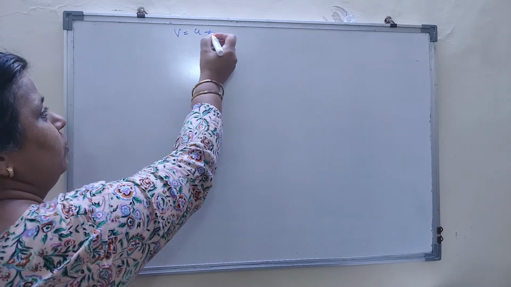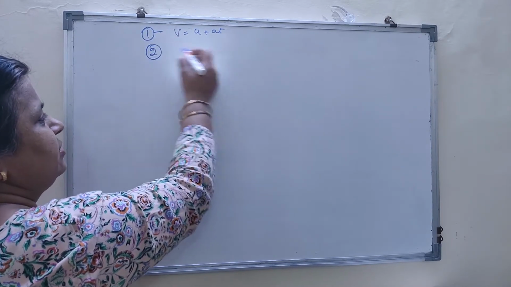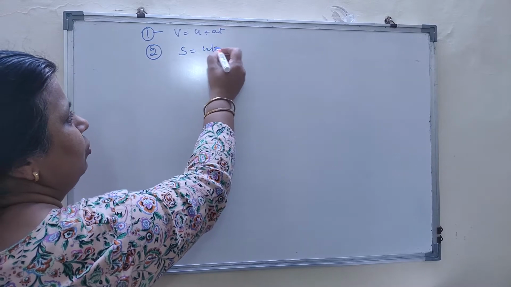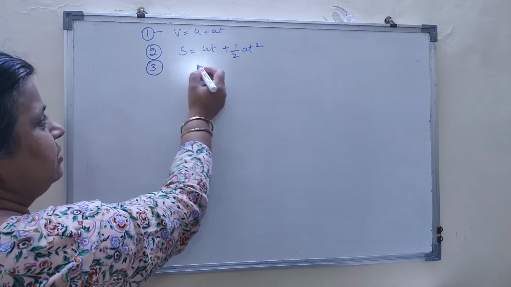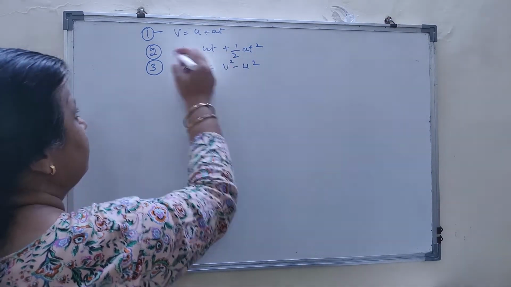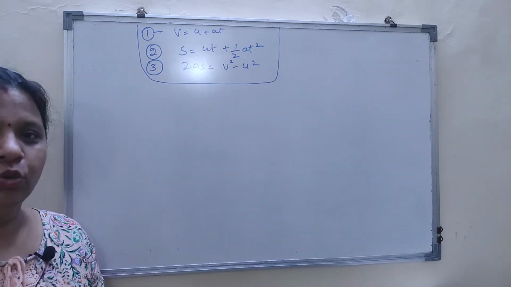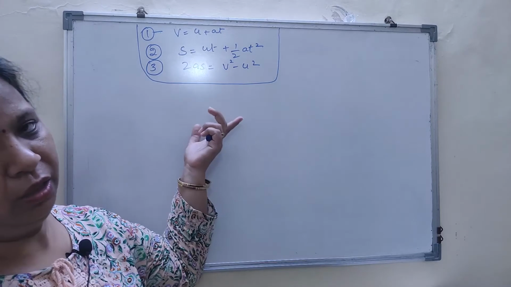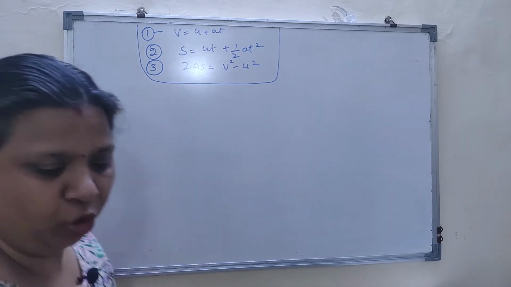v = u + at, first equation. The second is s = ut + ½at², and the third one is 2as = v² − u². Students, if you have not seen the previous part, first see those previous parts and then come over to this. Okay. Now the first equation, as I have already discussed.